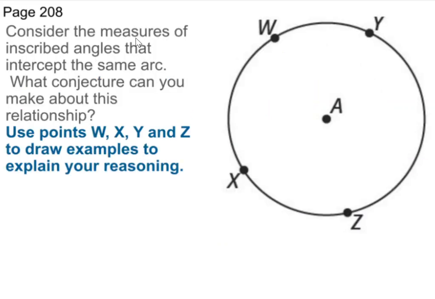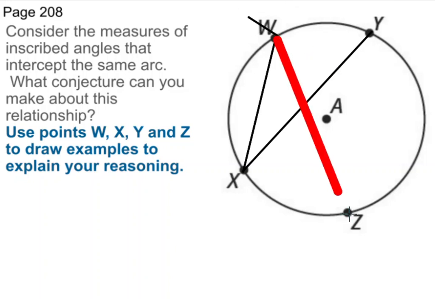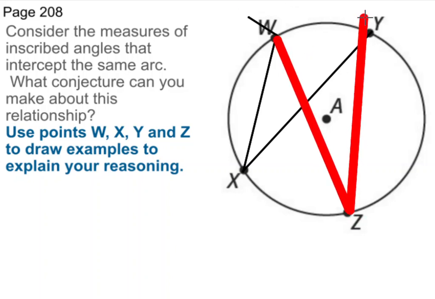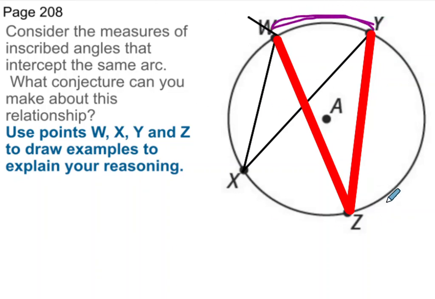Okay, next thing, consider the measures of the inscribed angles that intercept the same arc. What conjecture can you make about the relationship? So let's make some lines here. I'm going to say I have W, X, Y, and then I'm going to have Y, W, Z, W, Z, Y. So they intercept the same arc of Y, W. What can I say about the angles?